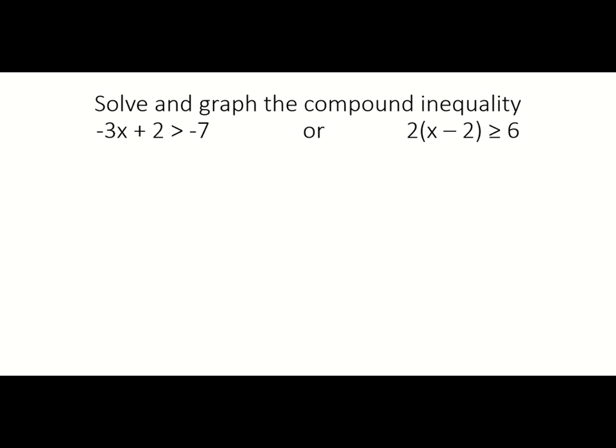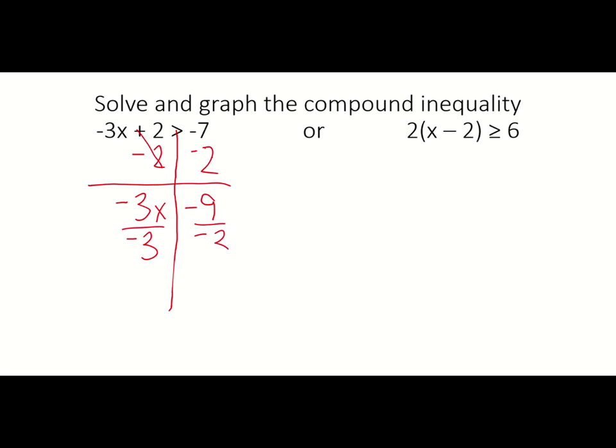So when we have two inequalities, we are going to solve each inequality separately. I'm going to start by drawing a line down the inequality symbol and solving this inequality for x. My first step would be to subtract 2 on both sides to get -3x > -9, and then divide by -3. So we're going to have x, -9 divided by -3 is +3. And anytime you divide by a negative on both sides, we must flip the inequality symbol. So our first inequality is x < 3.